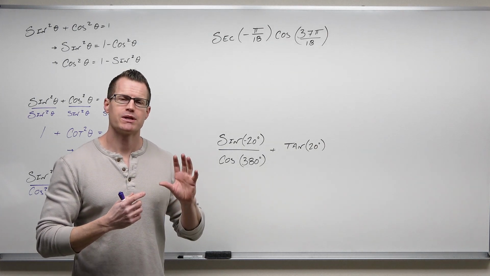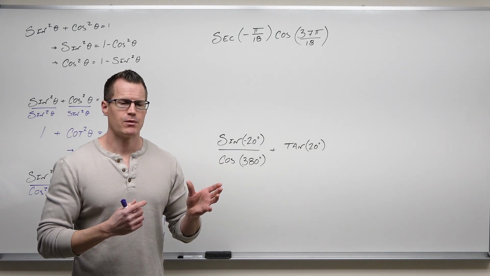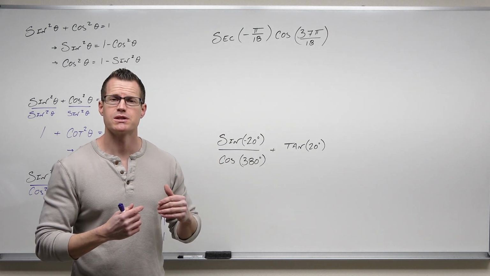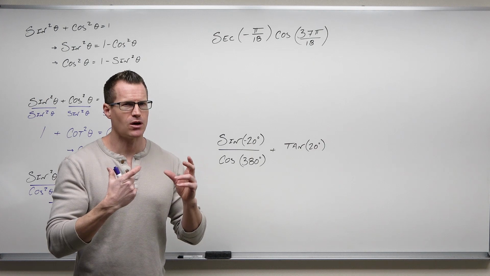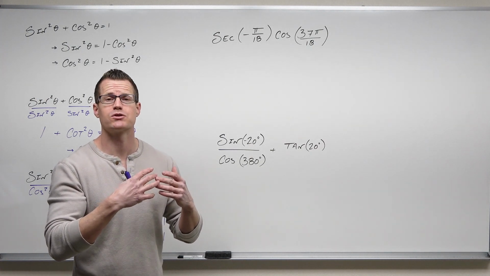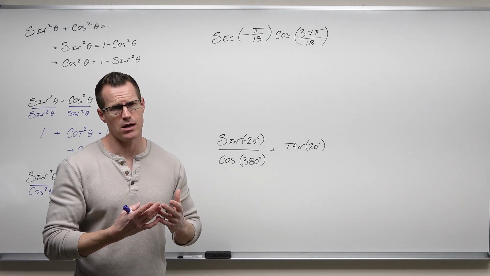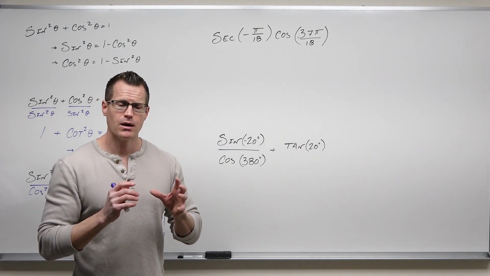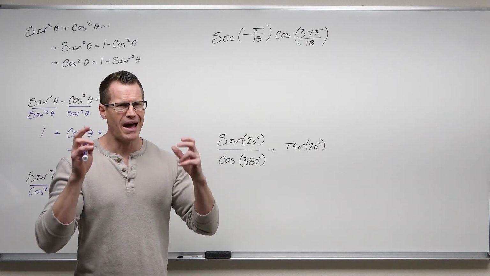Number 1, can we simplify the angles at all? Can we put those angles on a unit circle by using some of our basic identities like even, odd? Or if it's more than one revolution around the unit circle, can we translate that into an easier angle? Then, after we do that, we try to get everything to sort of match up.